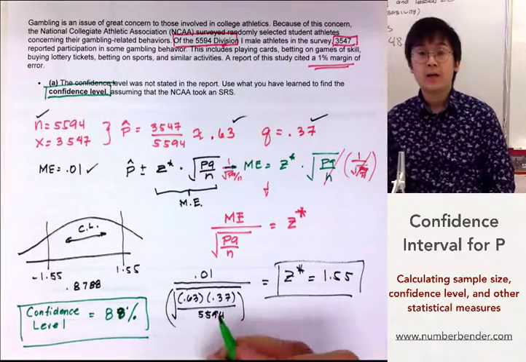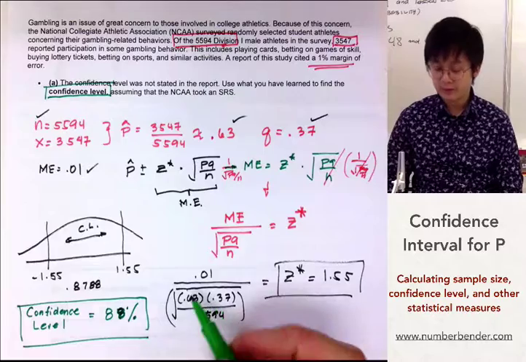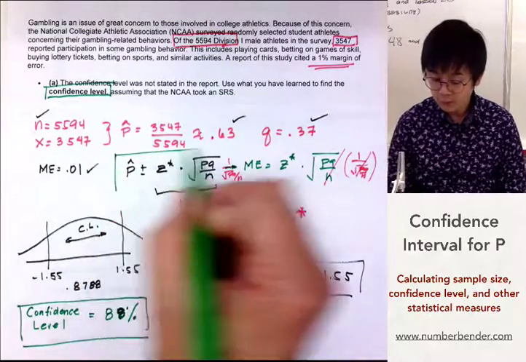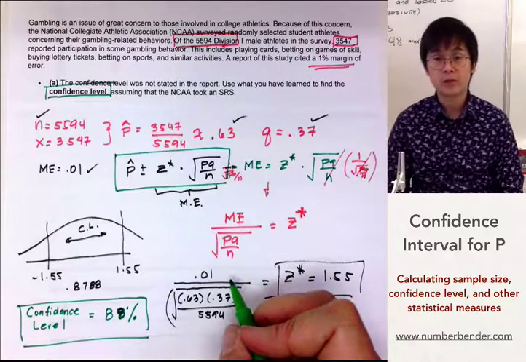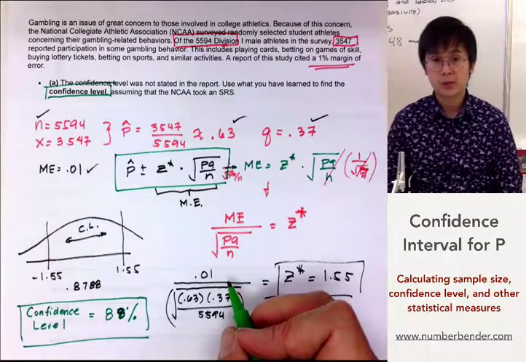And this is how we compute or use the formula for confidence interval in solving problems involving confidence interval for population proportion.